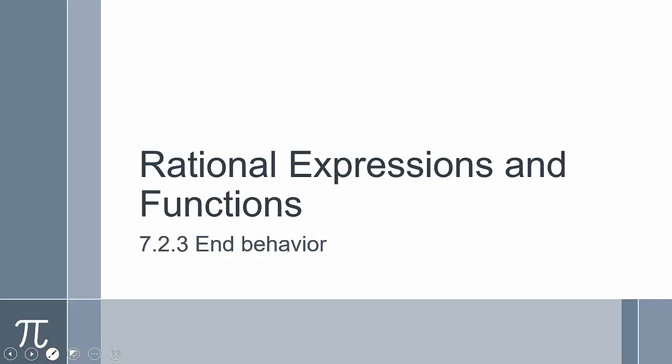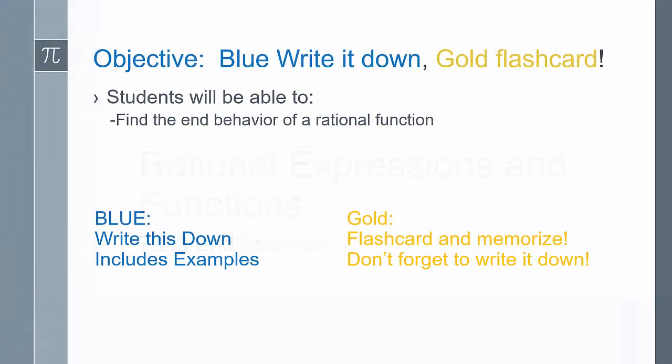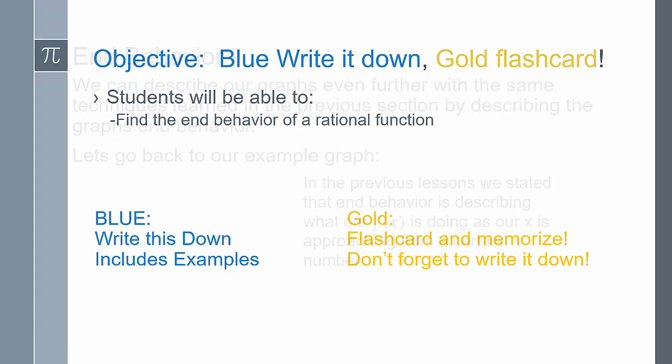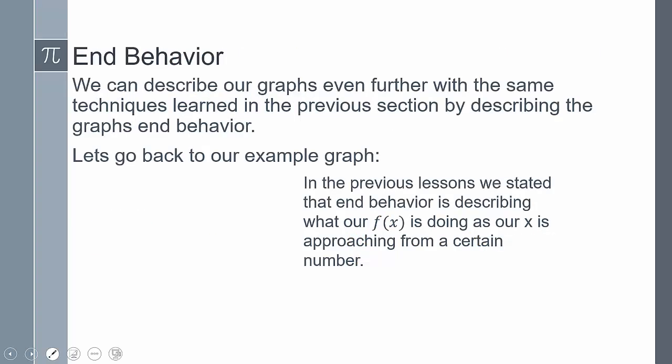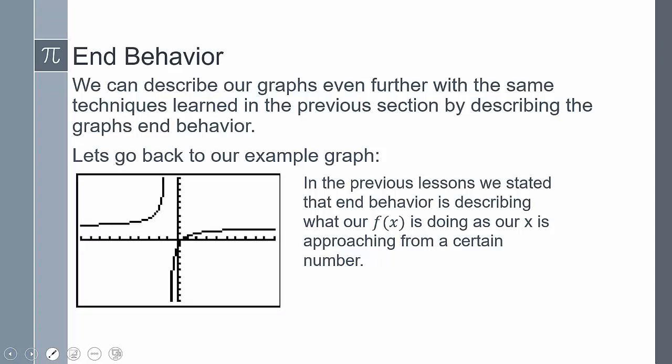This is 7.2.3. We're going to take a look at end behavior. So we're going to find the end behavior of a rational function. Now, end behavior can describe our graph even further. We talked about end behavior a little bit when it came to polynomials, but when it comes to rationals, there's something very unique about the end behavior because it actually can go to infinity in more than one capacity. And so a lot of interesting things happen.